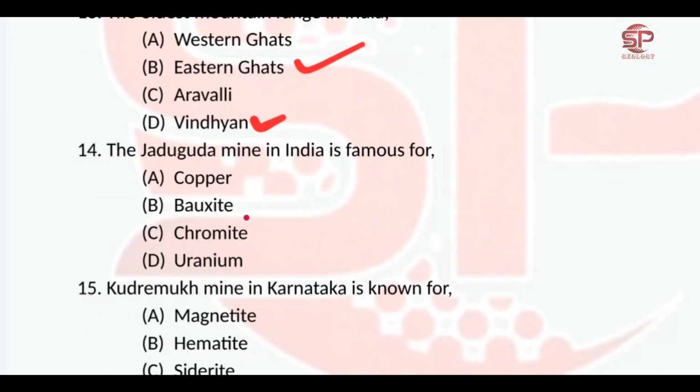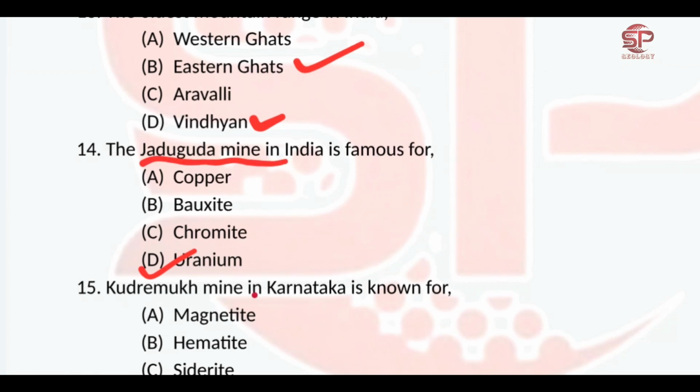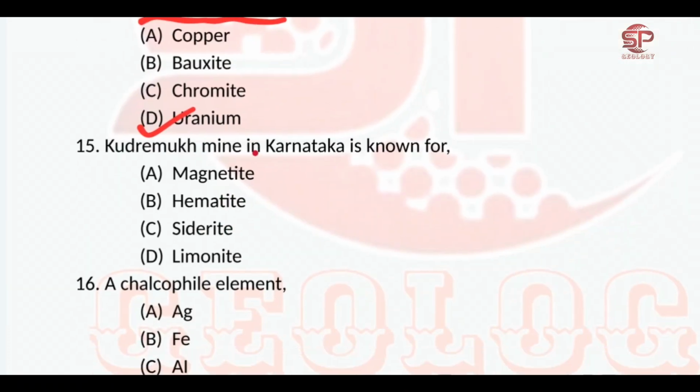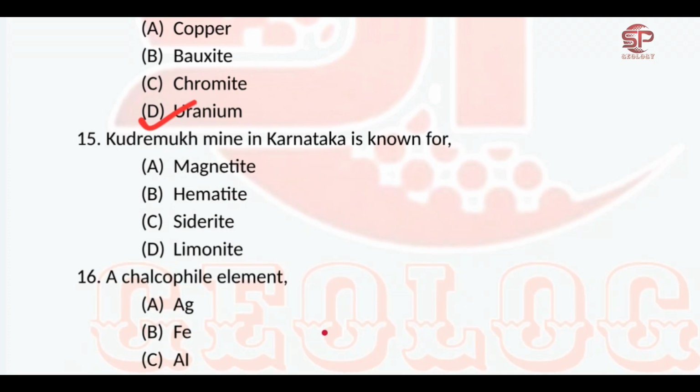Jadugada mine in India is famous for uranium. This Jadugada mine is in Singhbhum Shear Zone. It is famous for uranium deposition. Kudremukh mine in Karnataka is richer in magnetite. It also has the largest iron deposition.